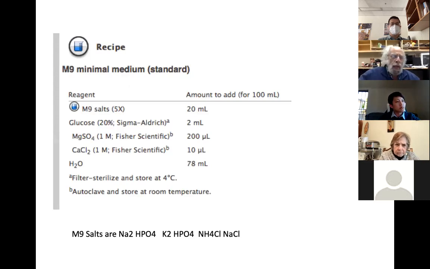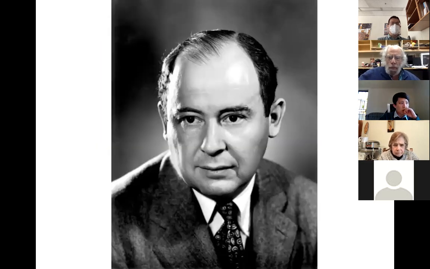This is how you grow it. This is a minimal media. It has M9 salts, which is sodium phosphate, potassium phosphate, and ammonium chloride. And it also has glucose and magnesium sulfate, calcium chloride, and water. And that is the medium from which E. coli is now going to grow. 4,000 peptides, et cetera, et cetera.